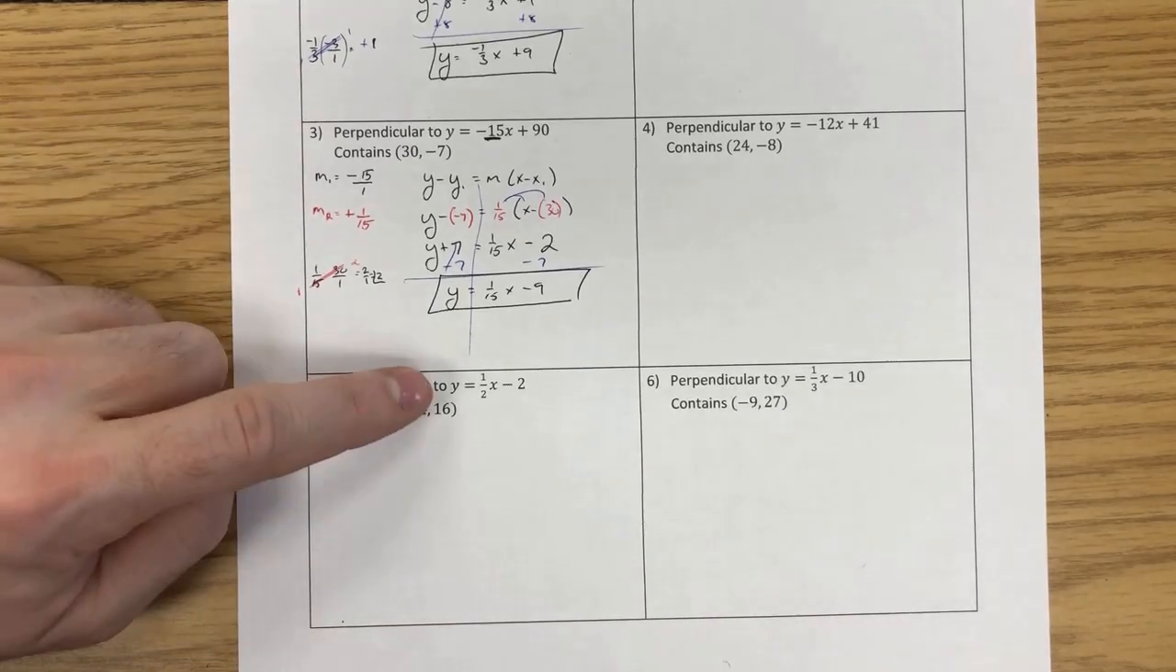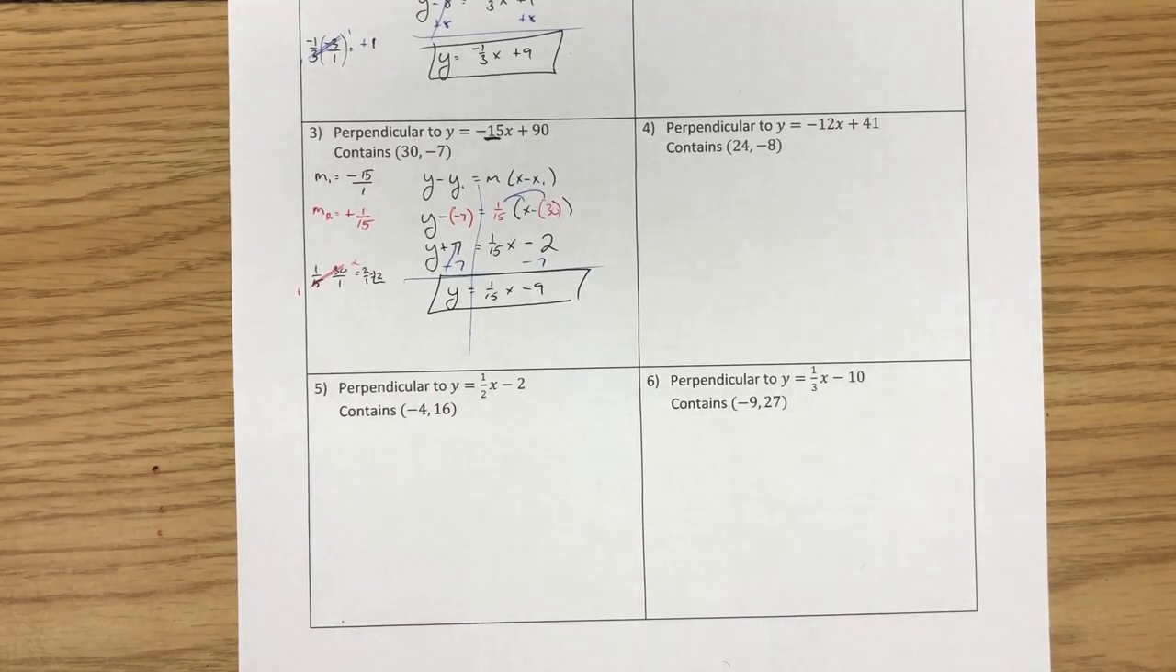And so this one's already set up in a fraction for your original slope, so I want you to go ahead and pause the video real quick. Try out number 5 and see how well you do. Unpause the video when you're done to see how you did.